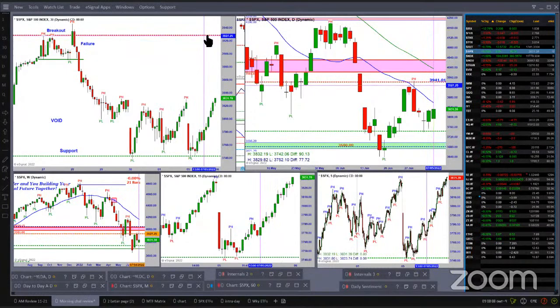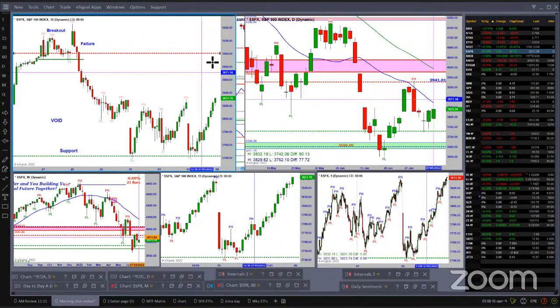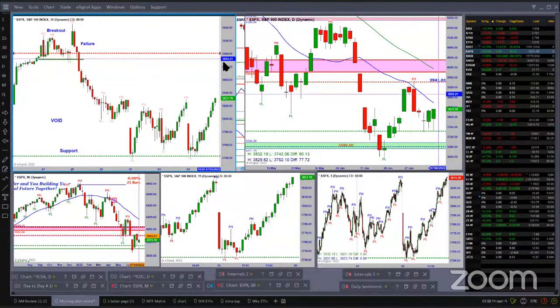3,900, it's a big whole number. I'm sure there's an open interest of call options up there, just normally would. We've got a breakout failure up there. I like it. I like it.